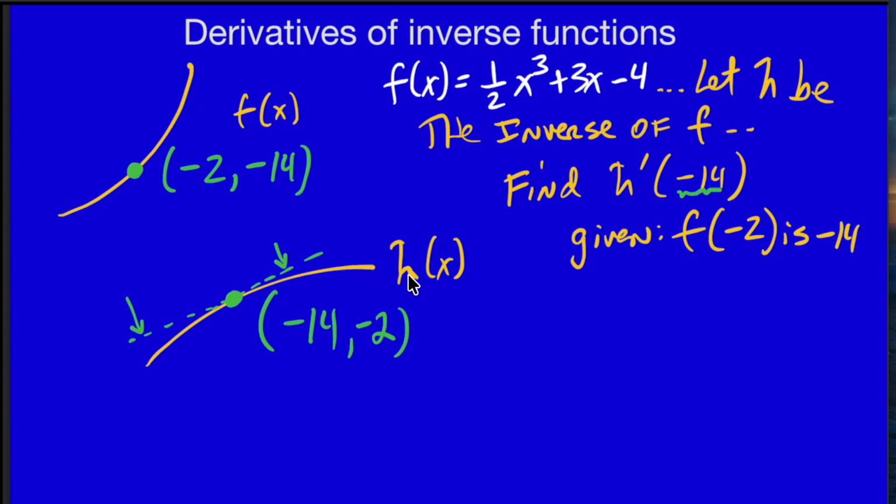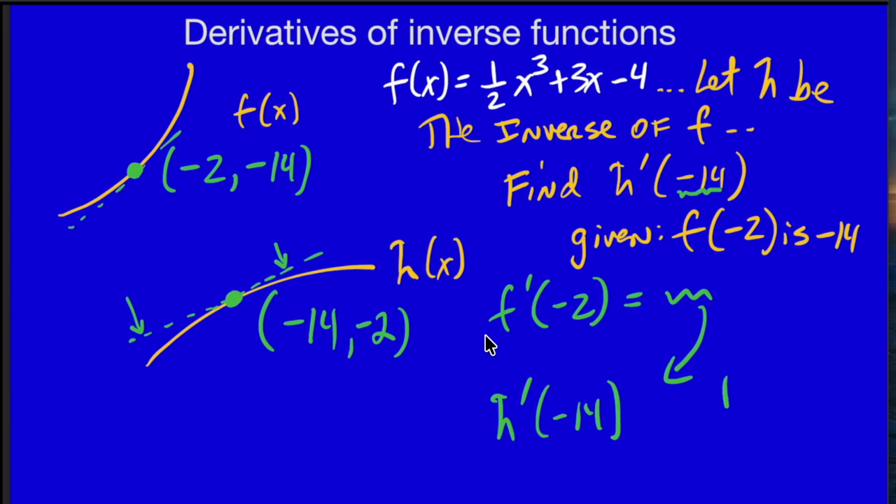So the game plan here, folks, is we're going to use the fact that the slopes at any given point of a function and its inverse are going to be reciprocal. So we're going to find the slope here on f, on this sister point, and then we're going to take the reciprocal, and that's going to be our answer. Okay, so what we're looking for here is f prime of negative 2 is going to equal something, and whatever that is, to get h prime at negative 14, we're going to take the reciprocal of whatever we get.